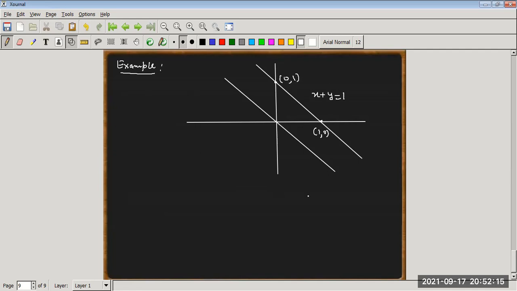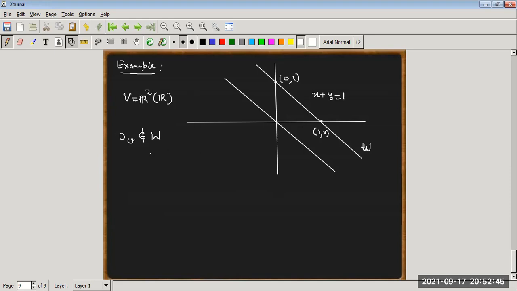So this is not a vector space, because if we consider this to be W and the vector space equal to R2 over the field of real numbers, then W is not a subspace. First we check whether (0, 0) belongs to this. If we put x equal to 0, y equal to 0, then 0 plus 0 is not equal to 1. So 0_V does not belong to W. So W is not a subspace, right?